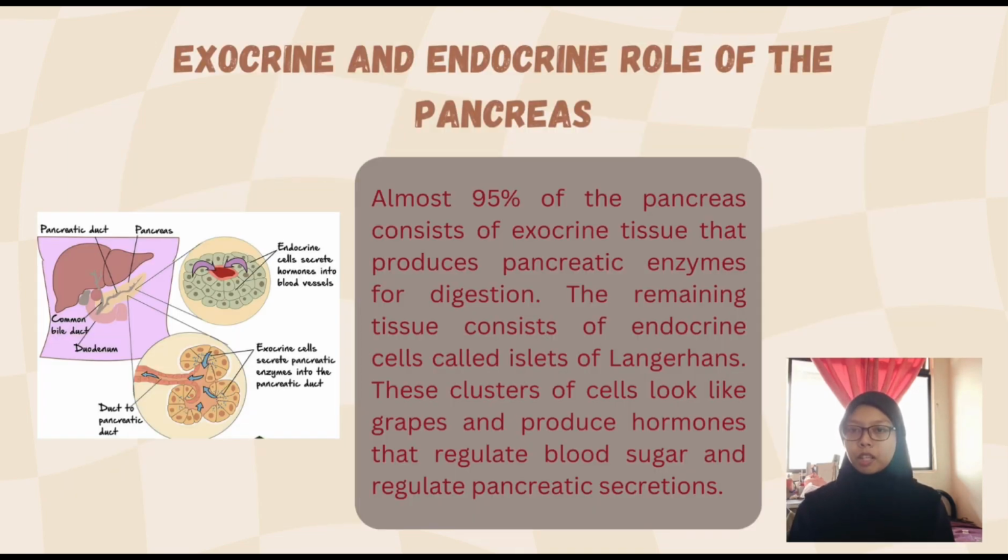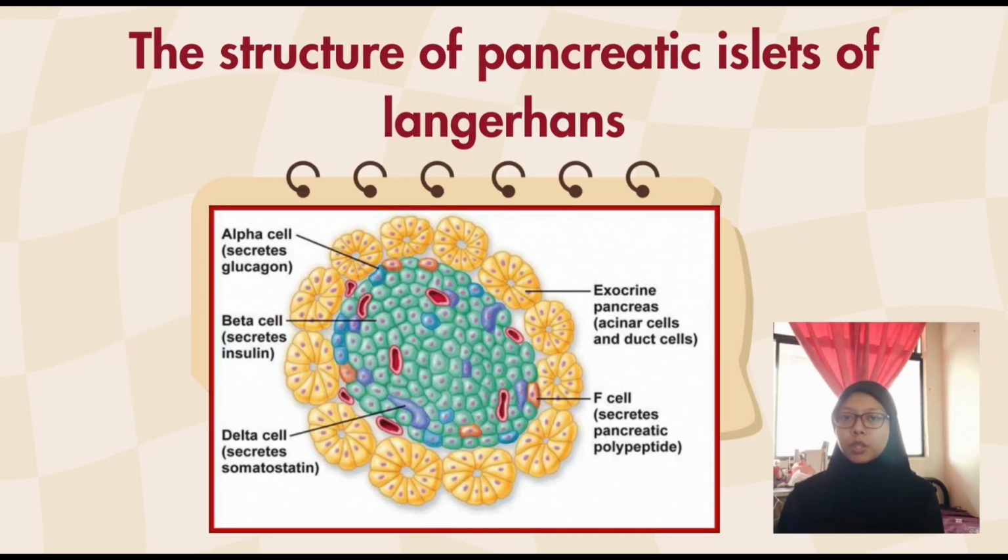Almost 95% of the pancreas consists of exocrine tissue that produces pancreatic enzymes for digestion. The remaining tissue consists of endocrine cells called islets of Langerhans. This cluster of cells looks like grapes and produces hormones that regulate blood sugar and pancreatic secretion. So, these are the pancreatic islets of Langerhans.